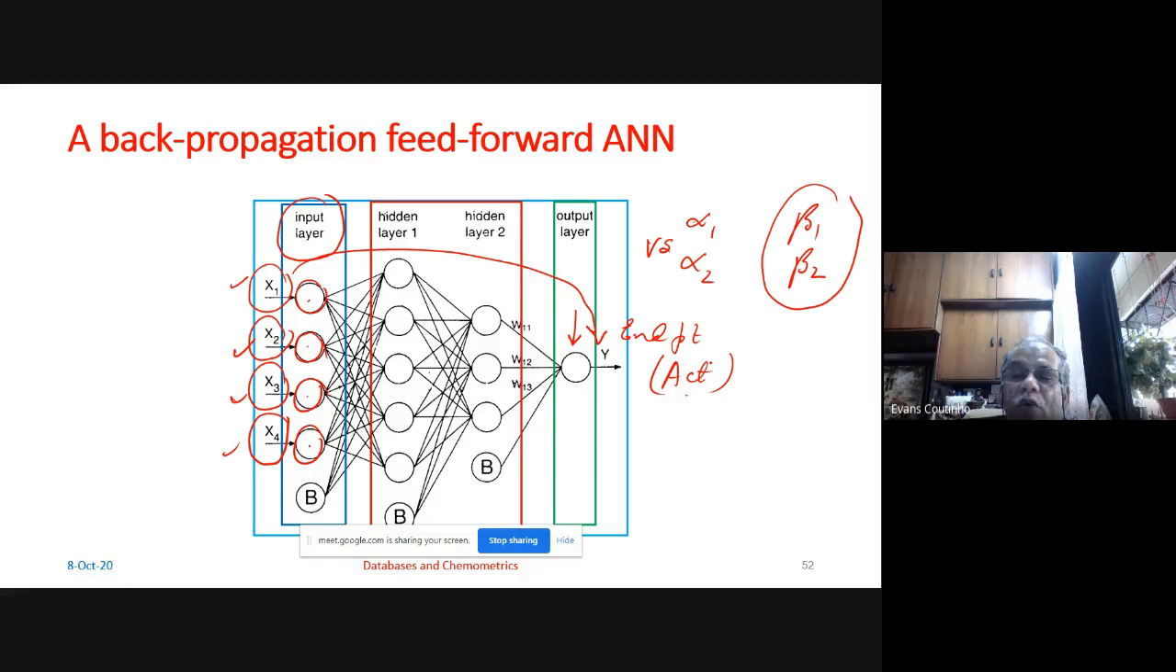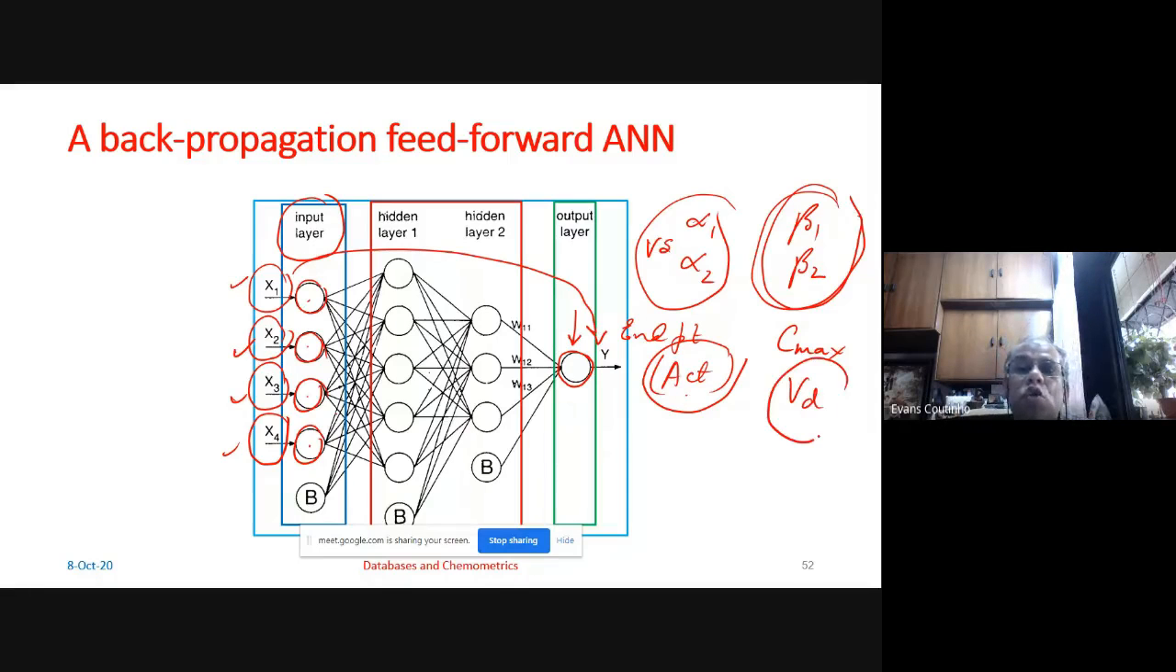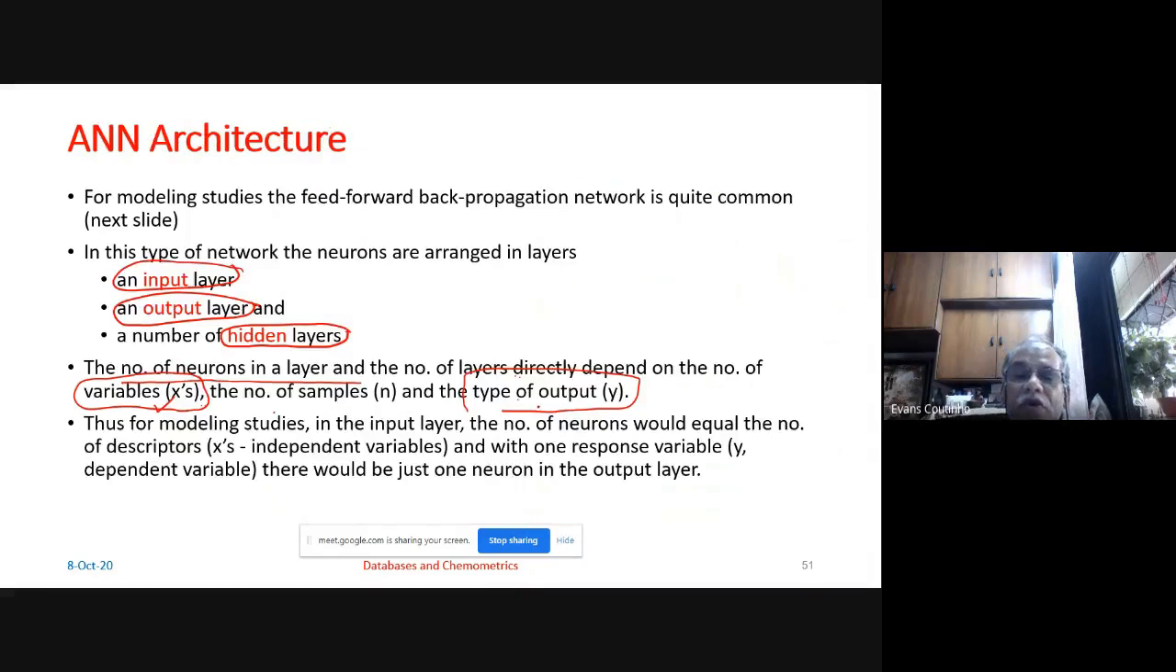In this case, I'm just trying to model only activity, so it suffices to have just 1 neuron in the output layer. So you can have as many neurons in the output layer as you have targets. For example, if you wanted to model Cmax and volume of distribution, maybe you can do both with 2 neurons in the output layer. But most of the time in chemistry and in pharmaceutics, we will restrict ourselves to modeling just 1 endpoint at a time. Okay, so the number of neurons in the output layer is directly dependent upon the target that we are going after.